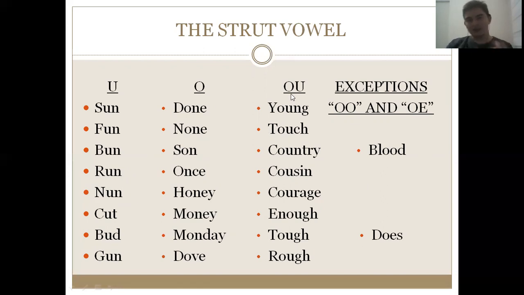We have young, touch, country, cousin, and courage in OUs. And as an exception, we have blood and does with double O's and OE.